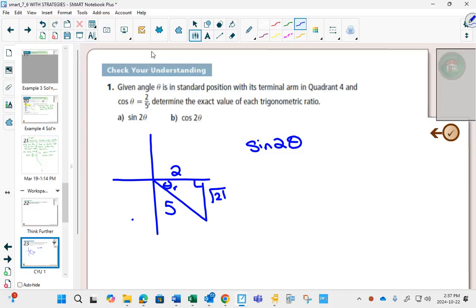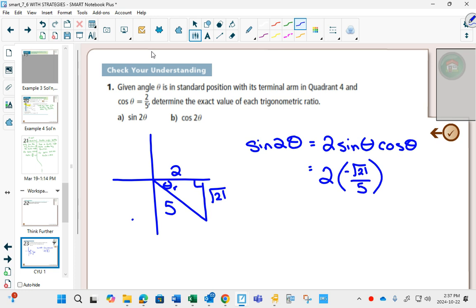The only thing I can do with sine 2 theta is look at my double angle identity and change it to 2 sine theta cos theta. And from my triangle, I know what sine of theta is. Sine of theta is opposite over hypotenuse, negative because it's in quadrant 4. I'll get negative root 21 over 5.